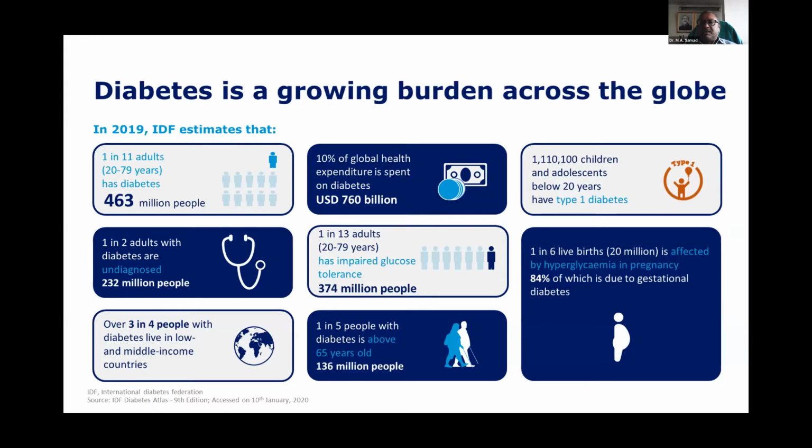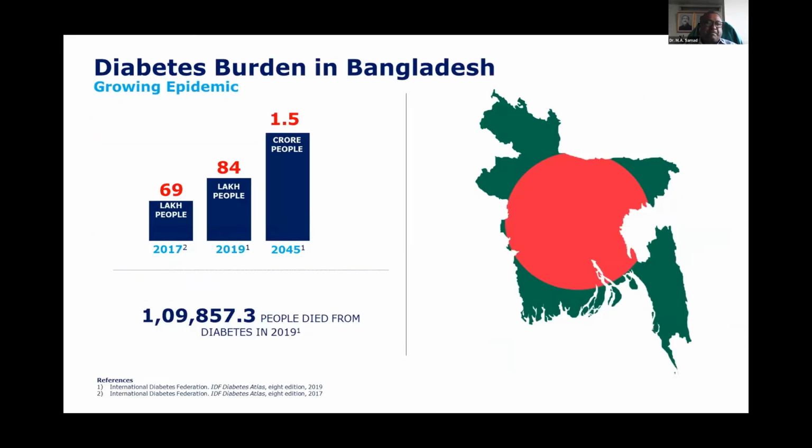But another alarming situation is this: about 20 million pregnant ladies have hyperglycemia. That is about 1 in 6 live births. And among them, 84% is due to gestational diabetes. The situation is really alarming.